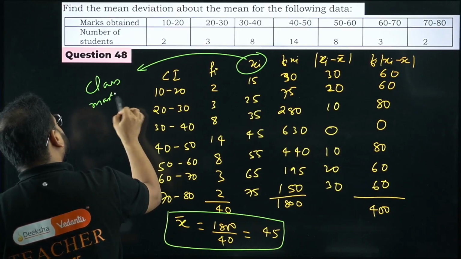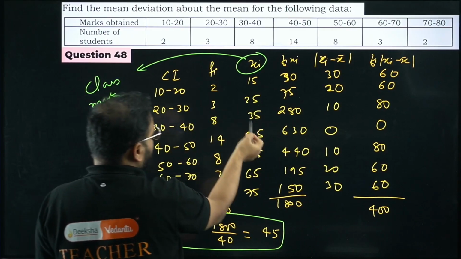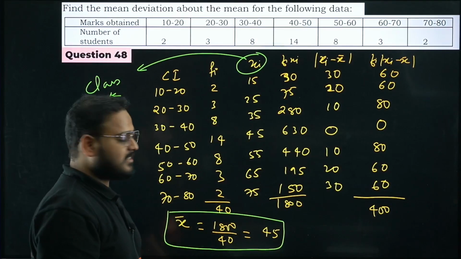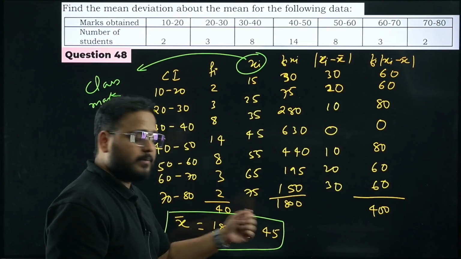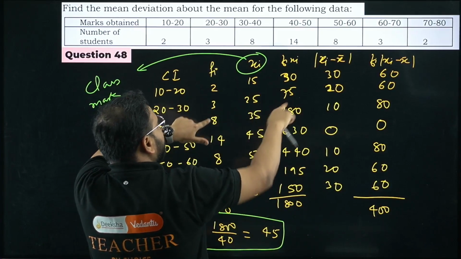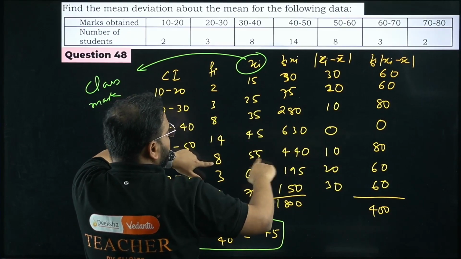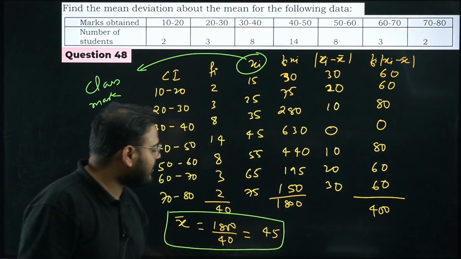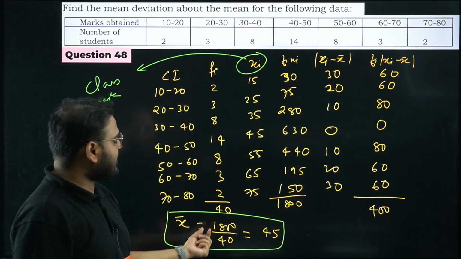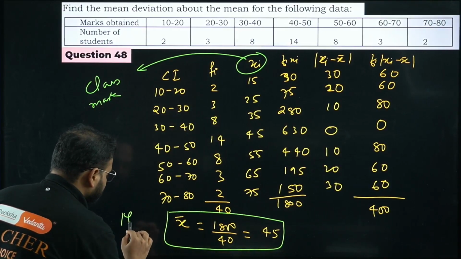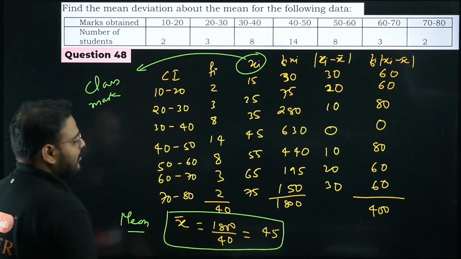Class mark. How much is that? Mid value of this: 15, 25, like this till 75. 70 plus 80, 75, no? The middle value of this is 75 only. Then fi times xi: 15 into 2 is 30, 75, 280, 630, 440, like that till 150. Sum of this will turn out to be 1800. Divide by 40, this sum is 40. Get the x bar or mean. This is the value of mean as 45.